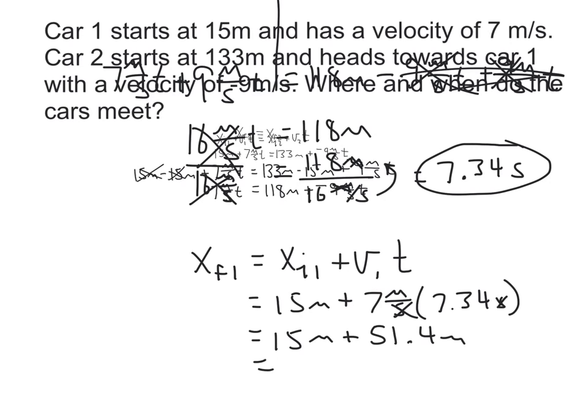Once again, 7 times 7.34 is 51.4. So where do these cars bang into each other? At 66.4 on the X position line, I guess you'd call it.